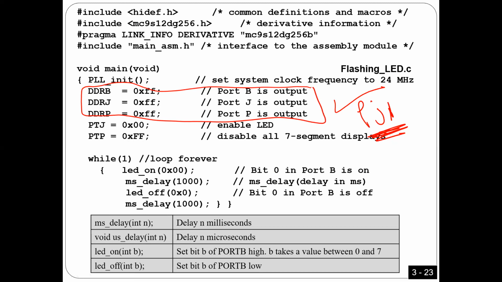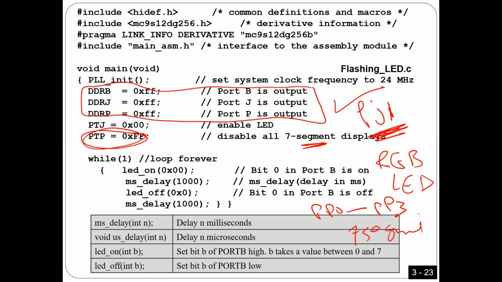Let me clarify what I want to say, guys, because this is going to make a problem later. If your program has a 7 segment display and also what we call an RGB LED, PP0 to PP3 are used by the 7 segment, but PP4 to PP7 are used by the RGB LED. So if you change everything, maybe you are going to make a mess in the RGB LED. But again, in this program, it's okay because we don't use the RGB.